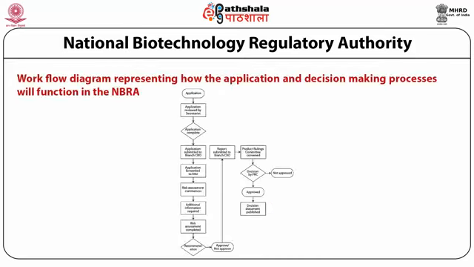This shows a workflow diagram representing how an application made by any scientist or a commercial unit which develops a transgenic crop, and how a decision is made with regard to that application under NBRA. The various stages are listed here, which I already explained. It passes through several committees and safety is assessed finally. So the approval committee says whether it is safe and can be released, or it is not safe to be released. That is the final judgment given.